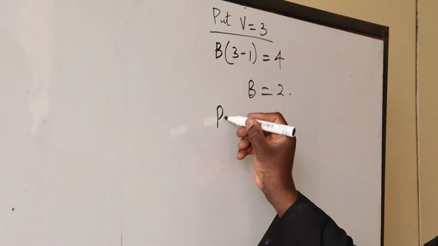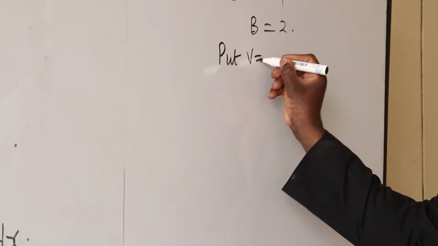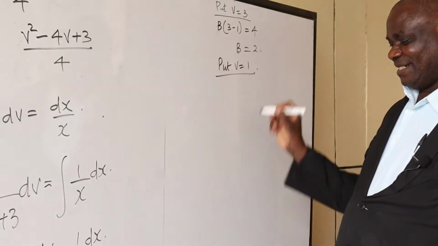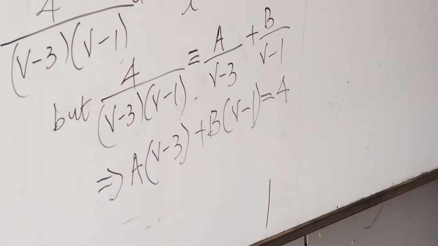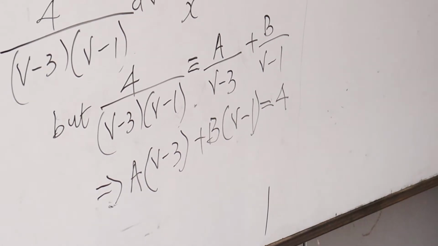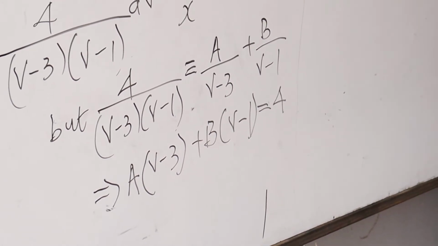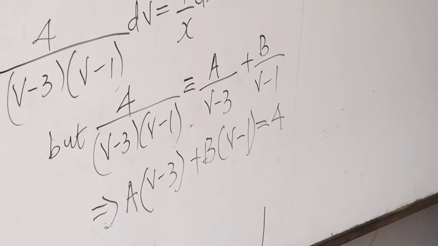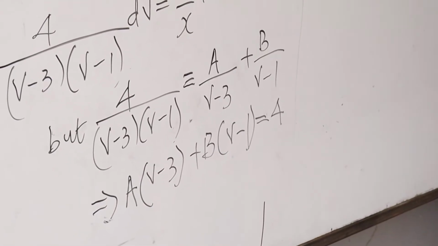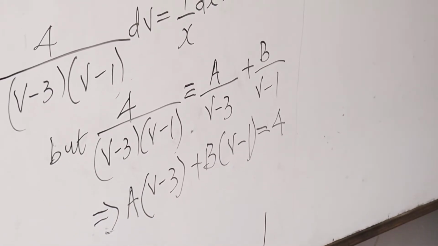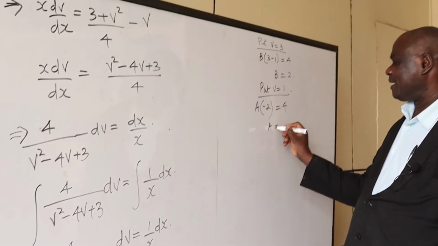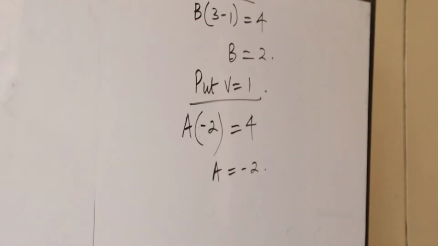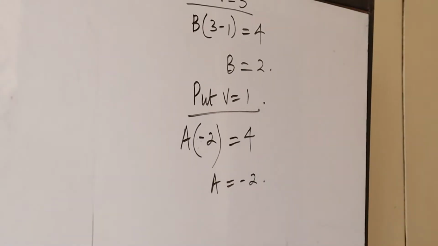Put v is equal to 1. And v is equal to 1, what do we get? A into negative 2, and A into negative 2 will be equal to 4. So we say now A will be equal to negative 2.